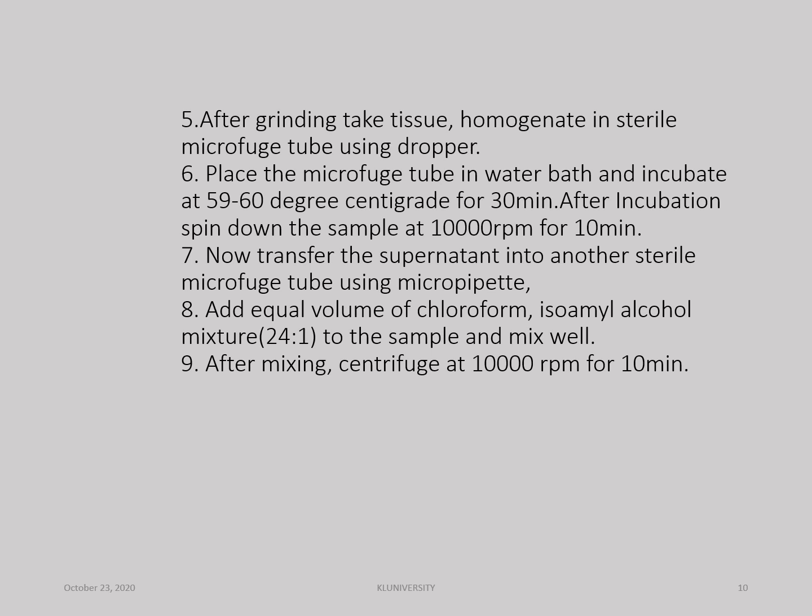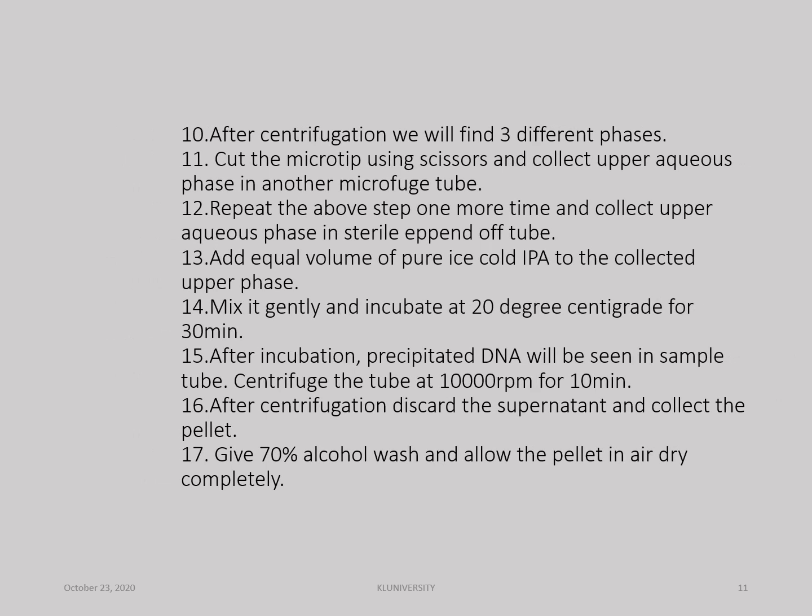To this supernatant, add an equal volume of chloroform isoamyl alcohol mixture in the ratio of 24:1 and mix well. After mixing, centrifuge the sample at 10,000 rpm for 10 minutes. After the centrifugation, we will find 3 different phases in the experiment. Cut the microtip using scissors and collect the upper aqueous phase in another microfuge tube. Repeat the above step one more time to collect the upper aqueous phase in a sterile Eppendorf tube.